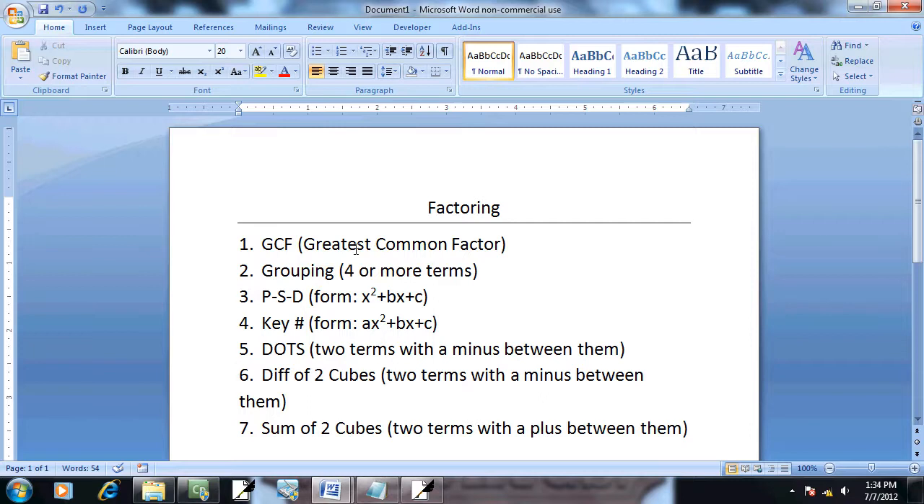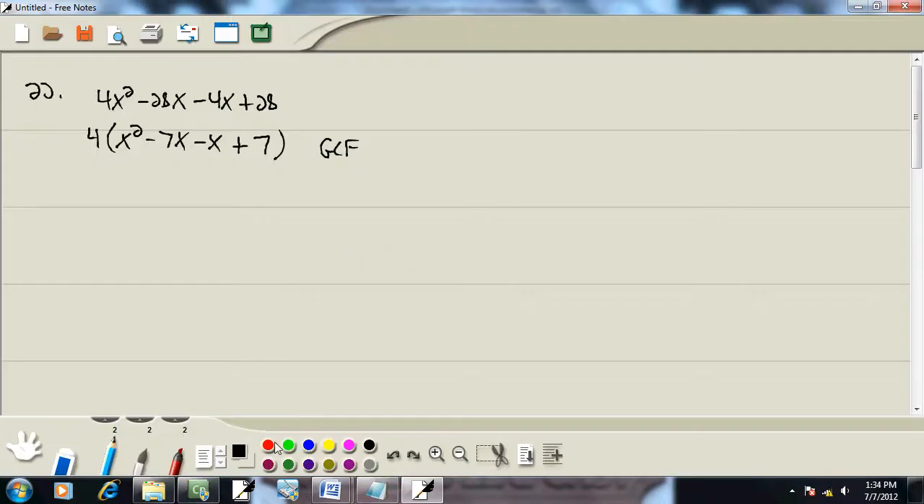We notice we got 4 terms. Well, as we come down here, grouping is for 4 terms. So what we do with grouping is we group the first 2 together and group the last 2 together. And you look at what the GCF is of each group. So if I look at the first group, the x squared minus 7x, they have an x in common. So I factor that out, and that gives me x minus 7.